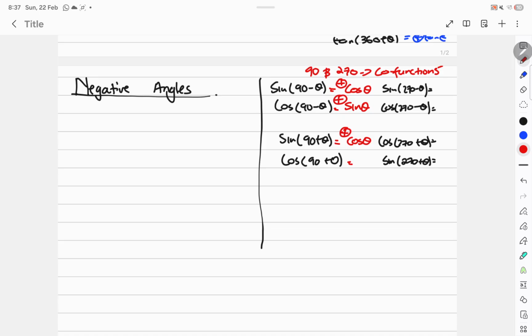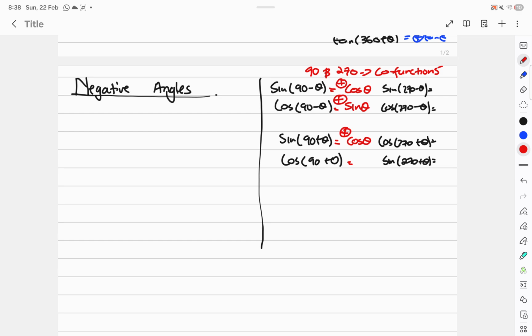Now, I've had a learner saying to me, but cos in the second quadrant is negative. Then I asked the learner, was the original question asking you about cos or sine? And then it was sine. So we focus on sine, but just that it will change to cos. I hope I'm making sense.